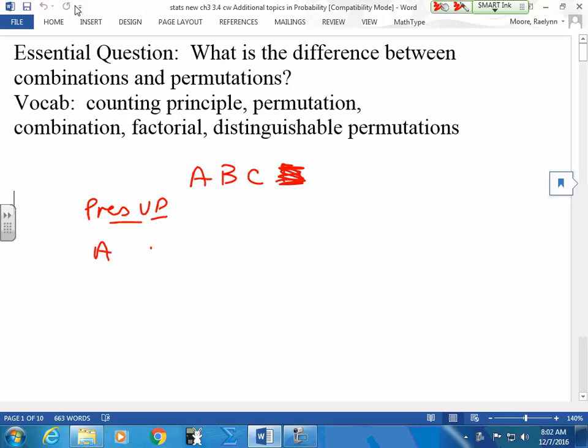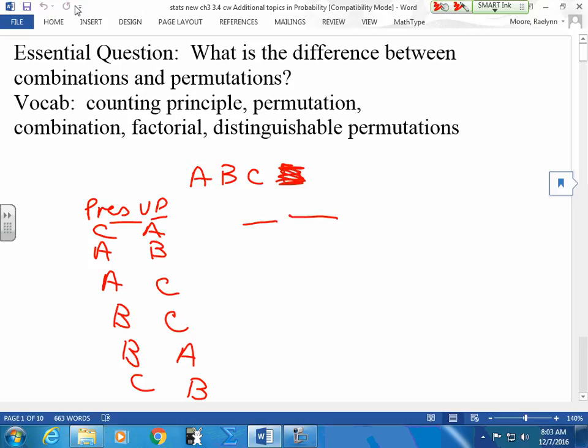AB, AC, BC, BA, CB, CA. I just couldn't fit it underneath there. So how many ways do I have that I can send them down? 6 ways. So it makes sense. I need 2 things. I start with 3 choices. Then I have 2. I have 6 different ways to make a vice president and a president.